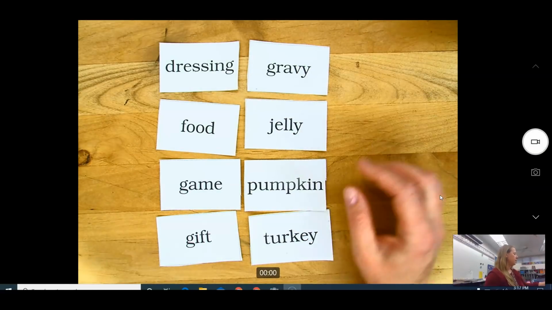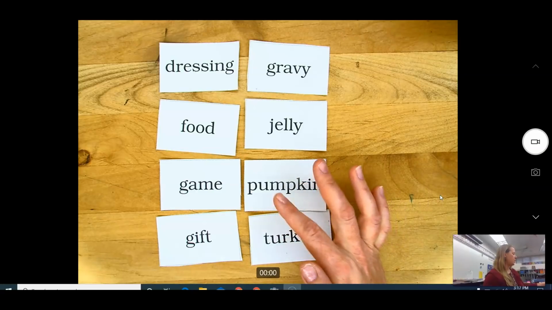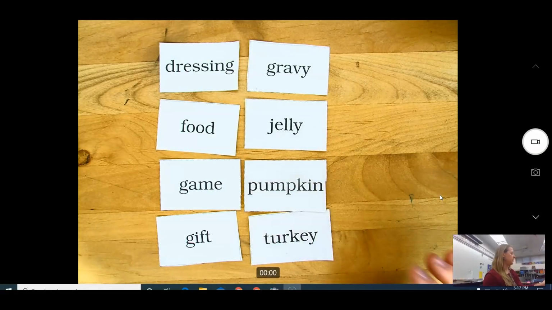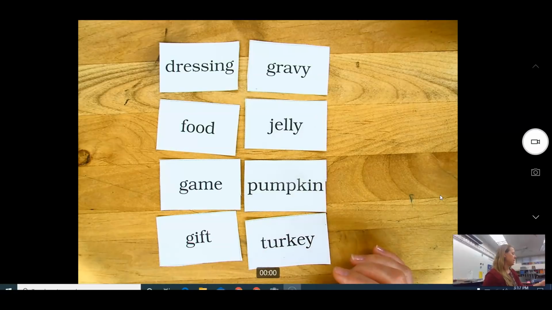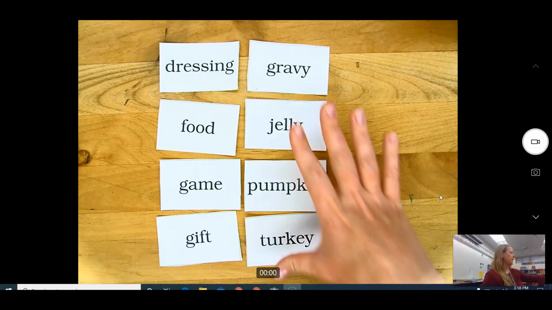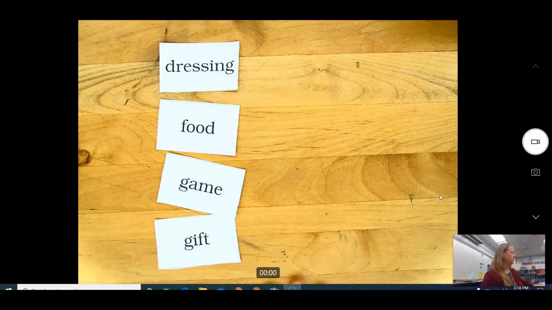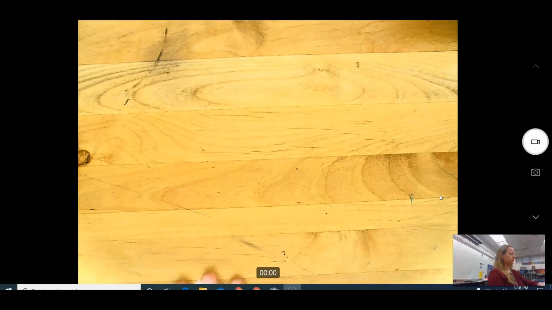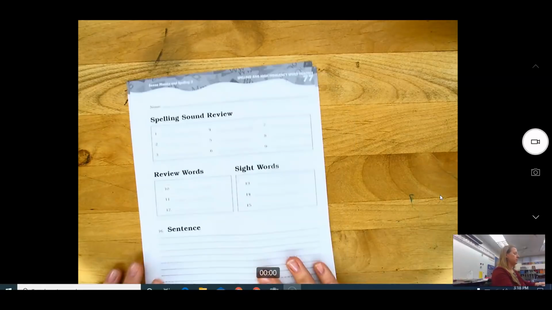Jelly. L, M, N, O, P. Pumpkin. Q, R, S, T. And then turkey goes last. Okay, hopefully we're getting better at putting words in ABC order. Okay, let's go ahead to our spelling sound review.